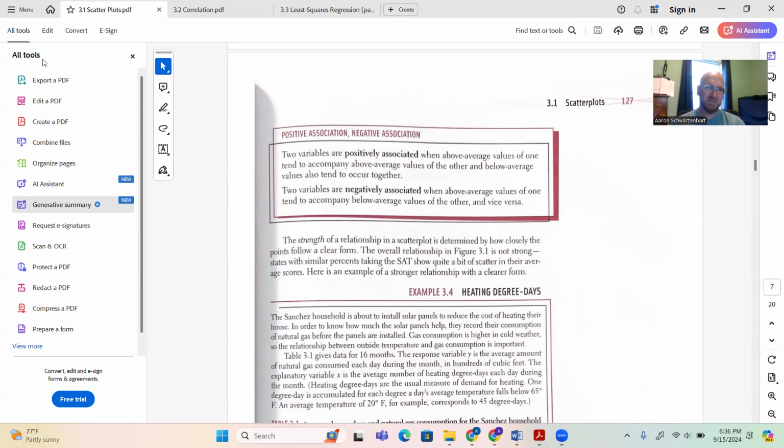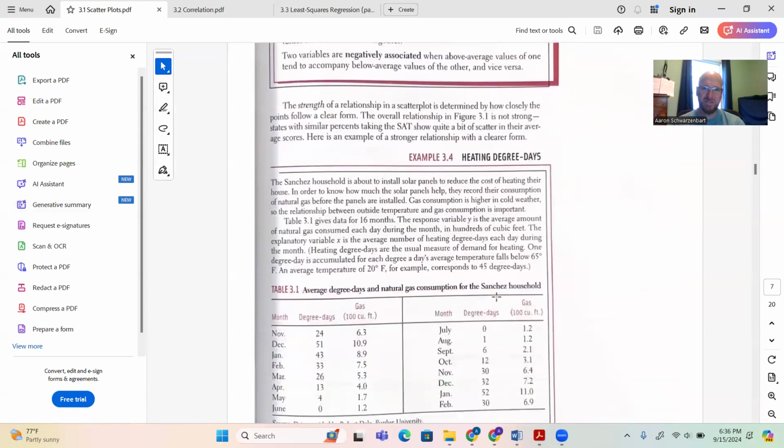The Sanchez household is about to install solar panels to reduce the cost of their heating in their house. In order to know how much the solar panels help, they record their gas consumption of natural gas before the panels are installed. Gas consumption is higher in colder weather, so the relationship between outside temperature and gas consumption is important.